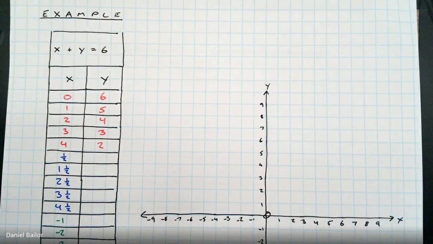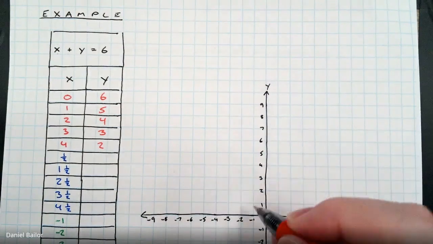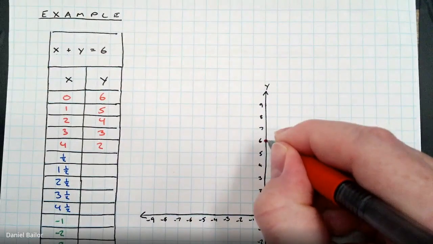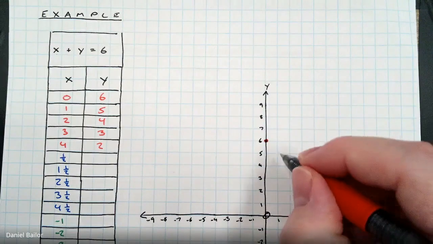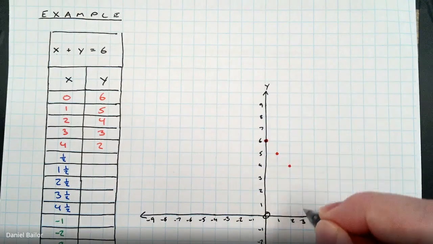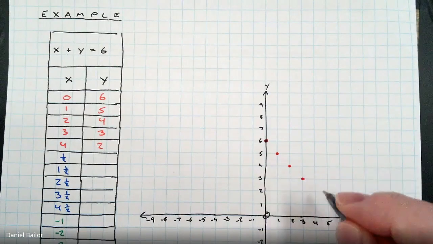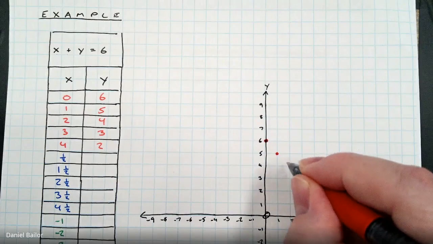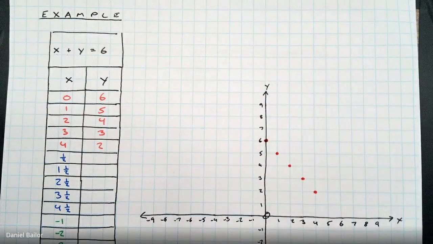Now we can graph these. So x is 0, y is 6. First one goes there. X is 1, y is 5. X is 2, y is 4. X is 3, y is 3. X is 4, y is 2. So you can see I graphed those solutions.